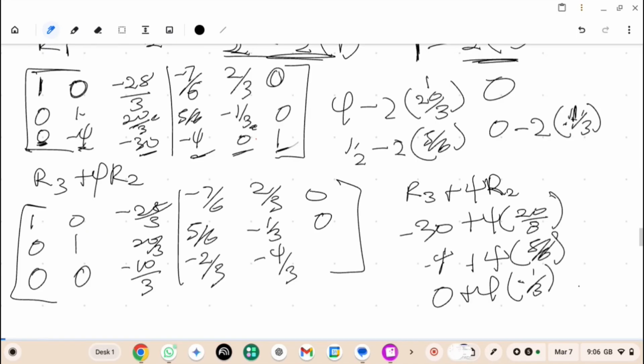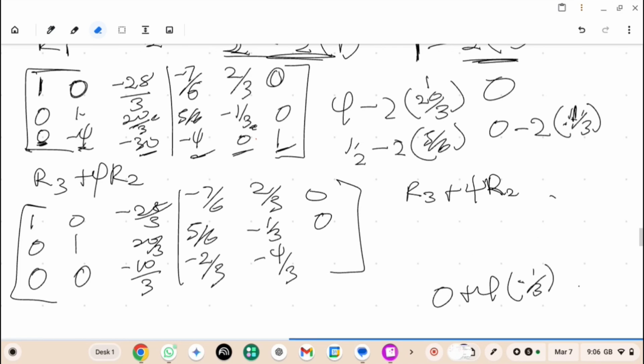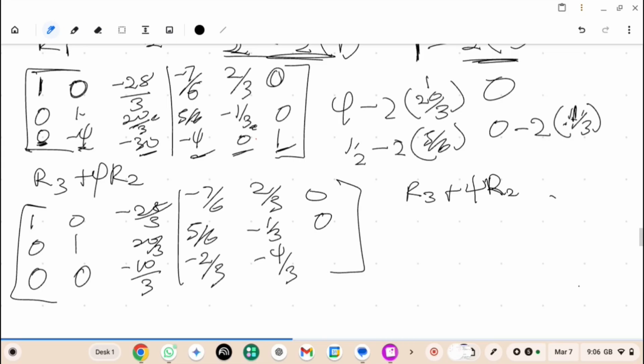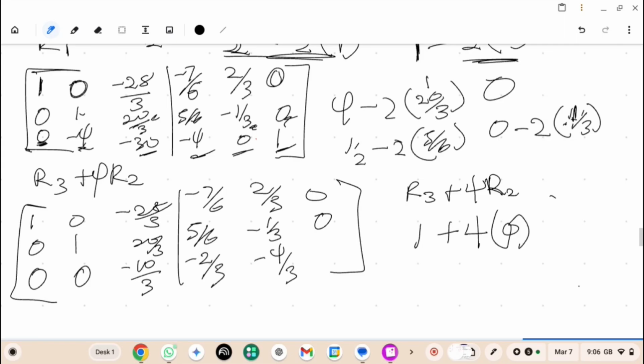Same happens to this. Let me clean this once. So you have 1 plus 4 row 2, and row 2 here is 0. So 0 multiplying 4 is 0 plus 1. So here is 1.